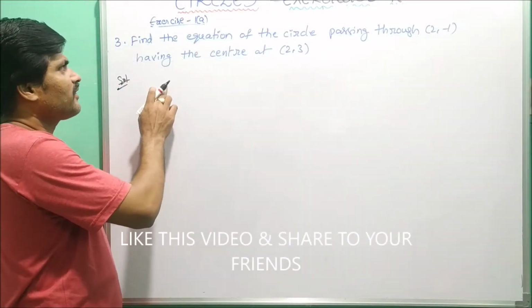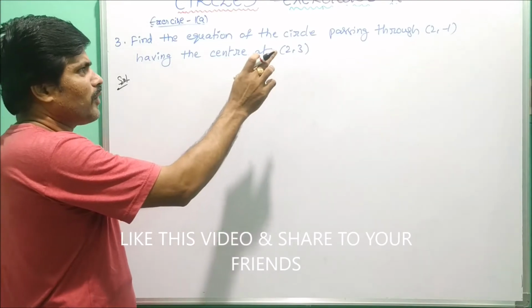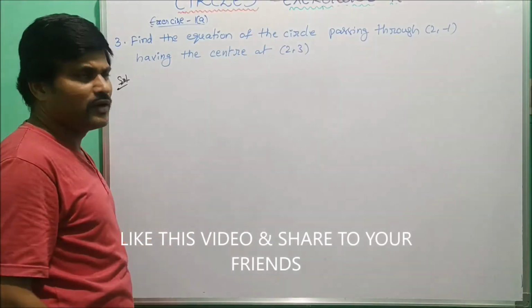Now the third problem is: find the equation of the circle passing through the point (2, minus 1) and having the center at (2, 3).